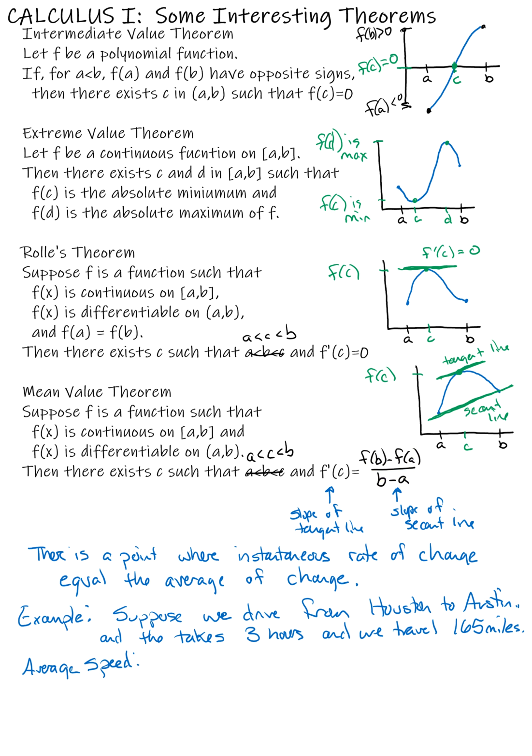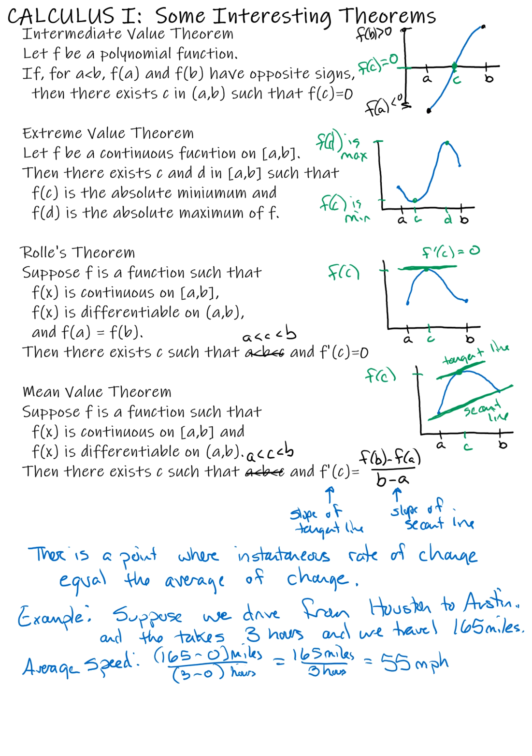But we end up with the average speed, again, miles per hour, 165 minus 0 miles divided by 3 minus 0 hours. So 165 miles over 3 hours. We can do that division. What do we end up with? Oh, that's 55 miles per hour.